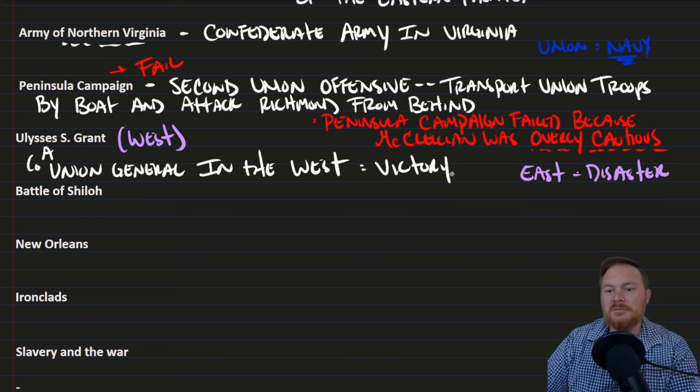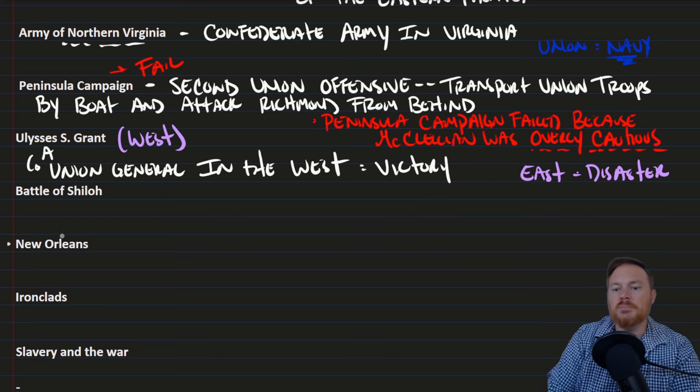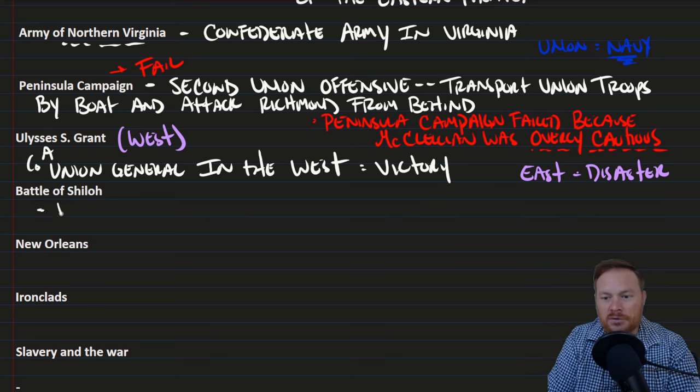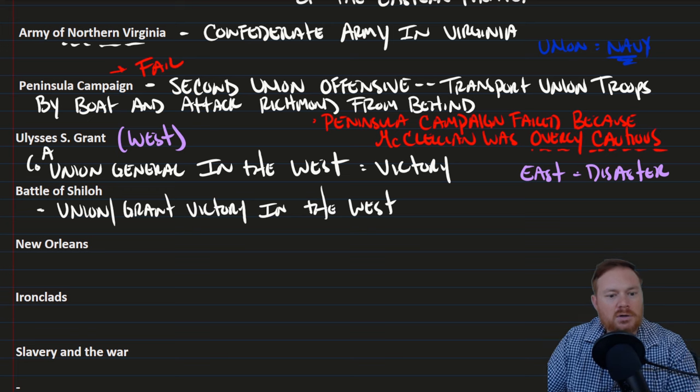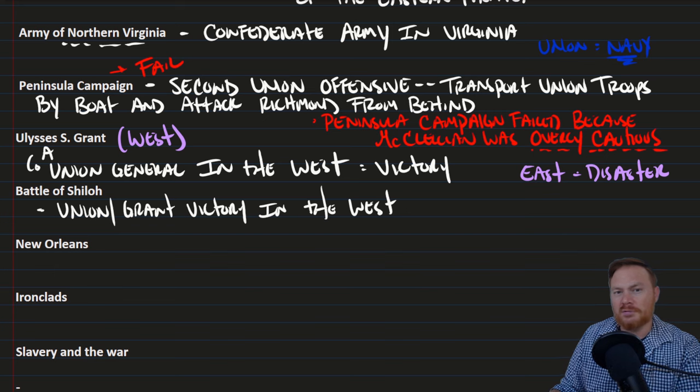Some of the Union victories in the West included the Battle of Shiloh. We'll call this a Union/Grant victory in the West. I want to say that this was fought along the Mississippi River. Again, a lot of what was going on in the West was fighting over rivers and other sort of transit or transportation routes. The Battle of Shiloh was especially brutal.